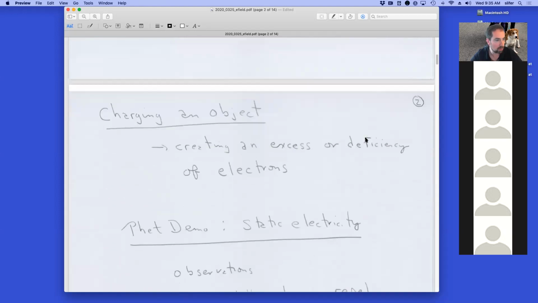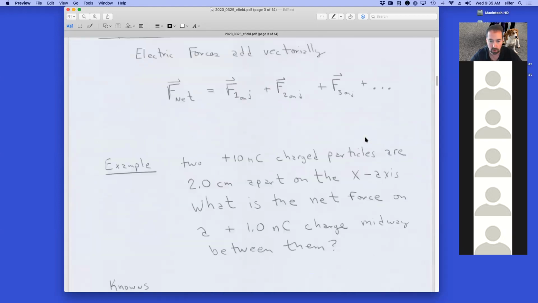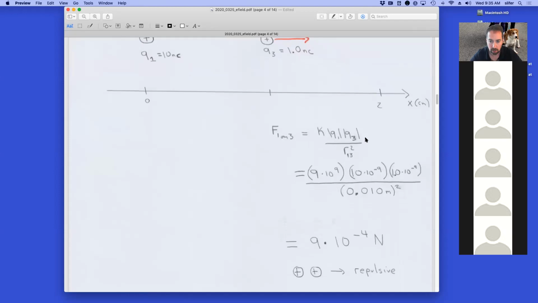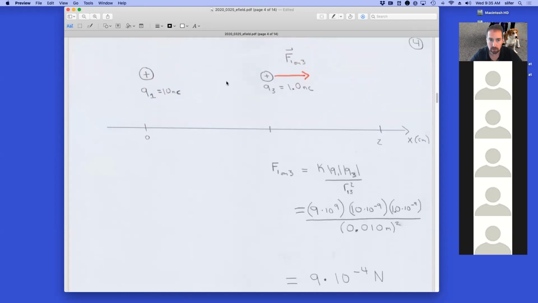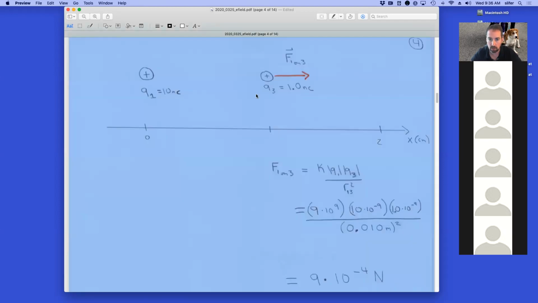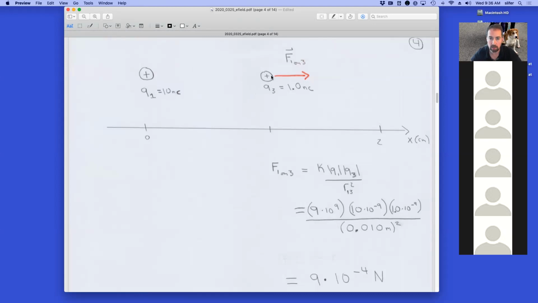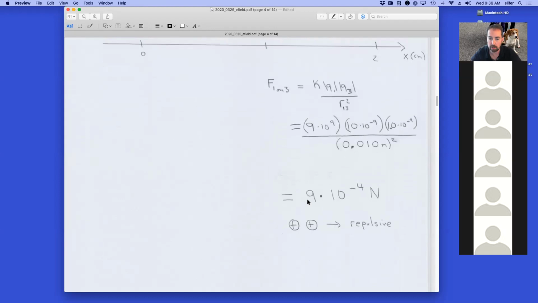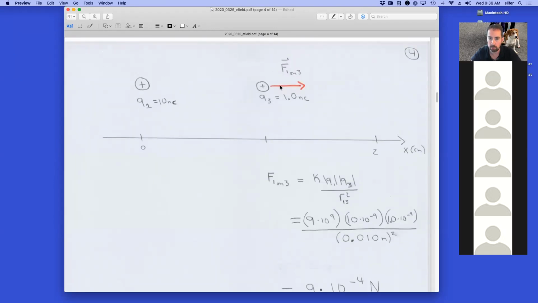So let me move up here to our problem. Because these are both positive, they are going to want to get away from each other. They are going to repulse. And I know that repulsing in this sense means that this guy is going to be pushed to the right. So I know that 9 times 10 to the minus 4 newtons is repulsive. It's going to be pushing to the right.